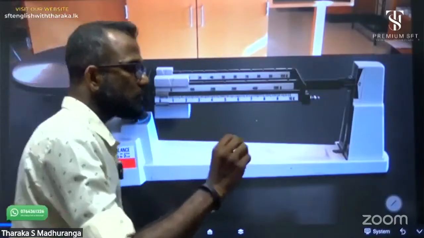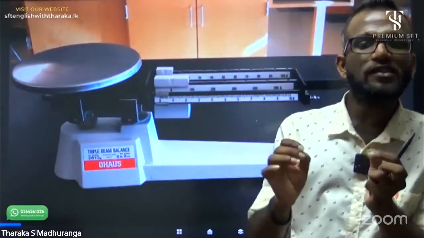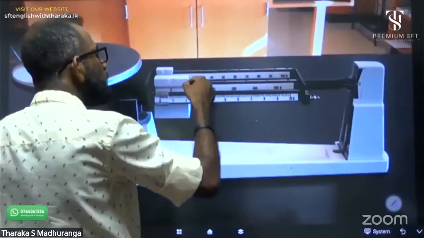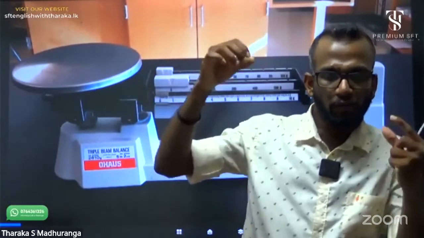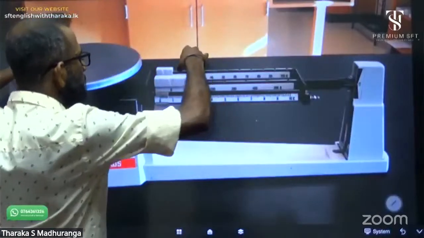Next, we have to start balancing the lever. Always remember, start balancing by taking measurements from the heaviest mass. Now I have three riders. What is the heaviest one? First one, middle one or third one? That is a rule: always start from the heaviest mass rider. The heaviest mass is the middle one.